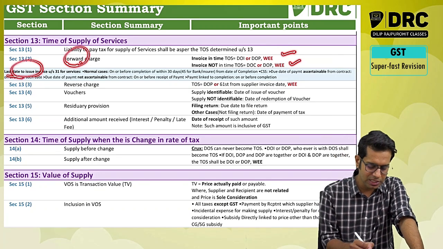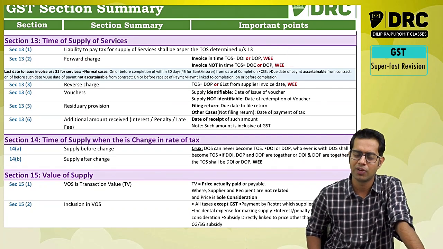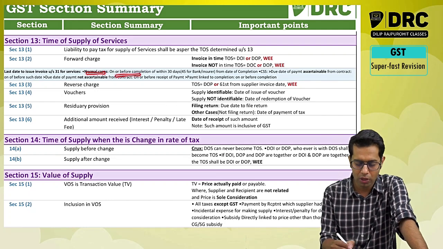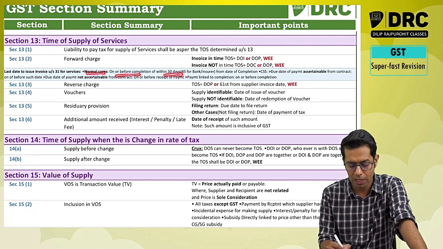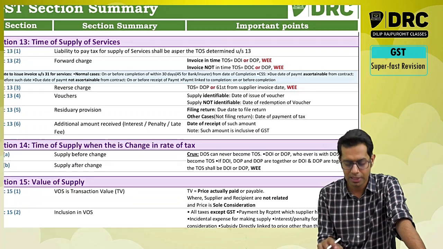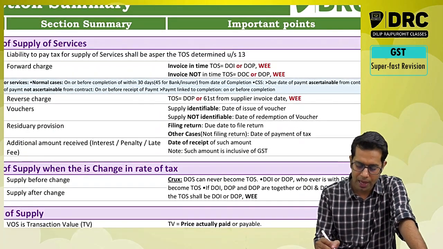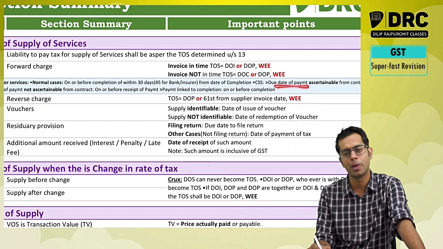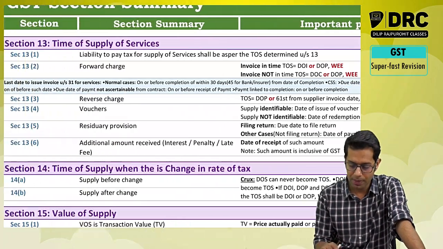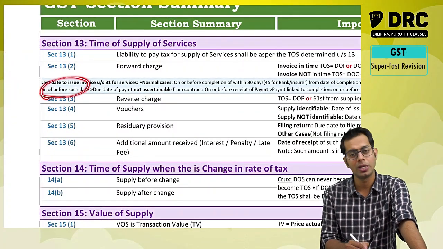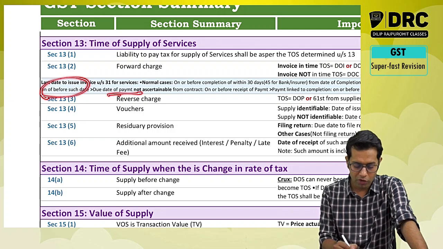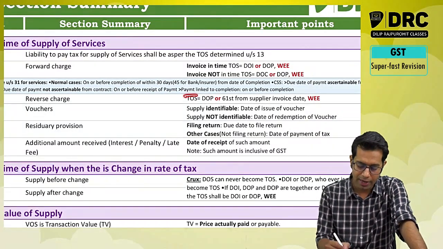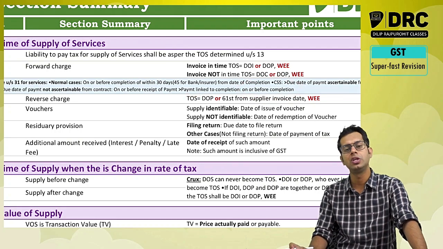Sir, what is the last day to issue invoice as per section 31 in case of services? In normal cases, the invoice is required to be issued on or before completion or within 30 days from the date of completion. This 30 days shall be replaced by 45 days in case of banking companies and financial institutions. In case of continuous supply of services, check whether the due date of payment is ascertainable. If the due date of payment is ascertainable from the contract, on or before that date the invoice is required to be issued. If the due date of payment is not ascertainable, on or before the date of receipt of payment the invoice is required to be issued. And if the payment is linked to completion, on or before completion the invoice is required to be issued.